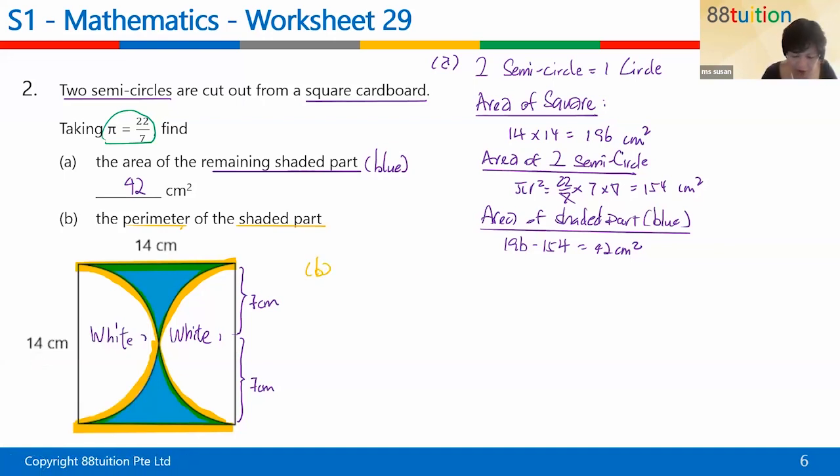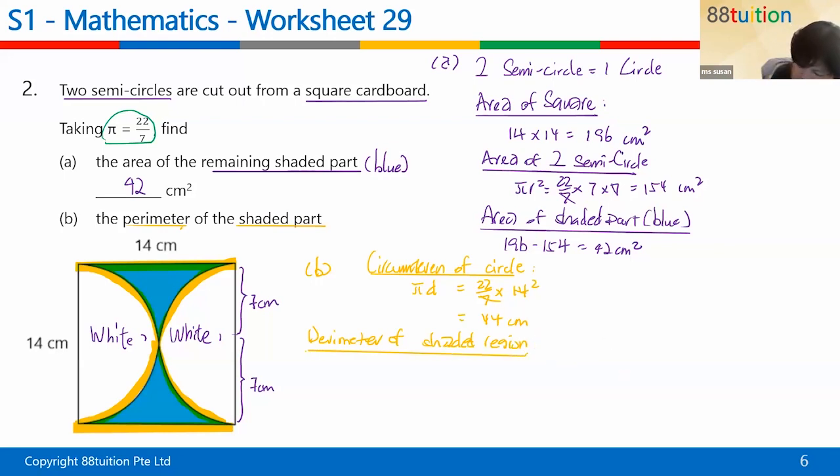So for part B, circumference of circle, that's the first thing we need to do. That is pi d. Pi d will be 22/7, and the diameter will be 14. That will give you 44 because reduced to simplest form. Okay, so the perimeter of the shaded region will be, is it 44?